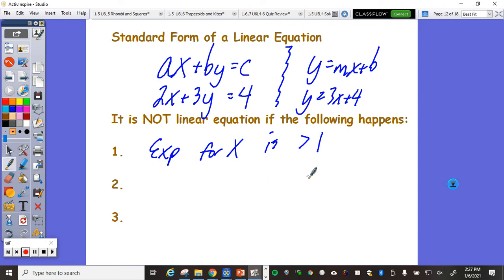Okay, you have to know these rules. Right, Jason? That clock ain't going to move any faster by staring at it. Okay? Write them down. Exponent for x cannot be greater than 1.